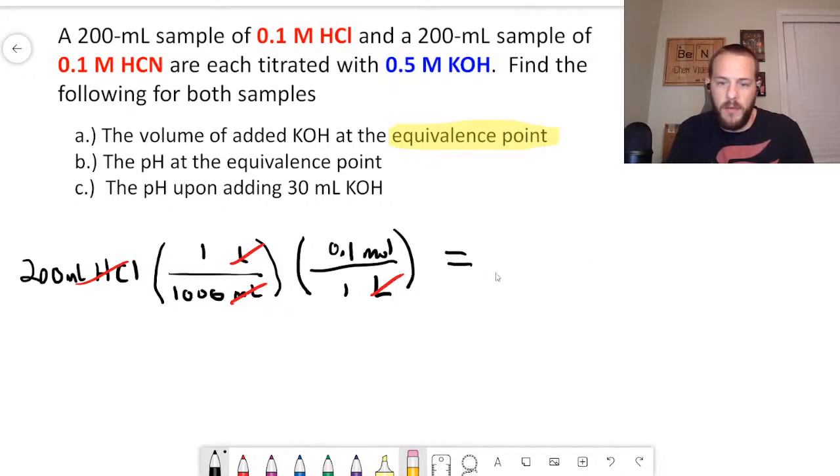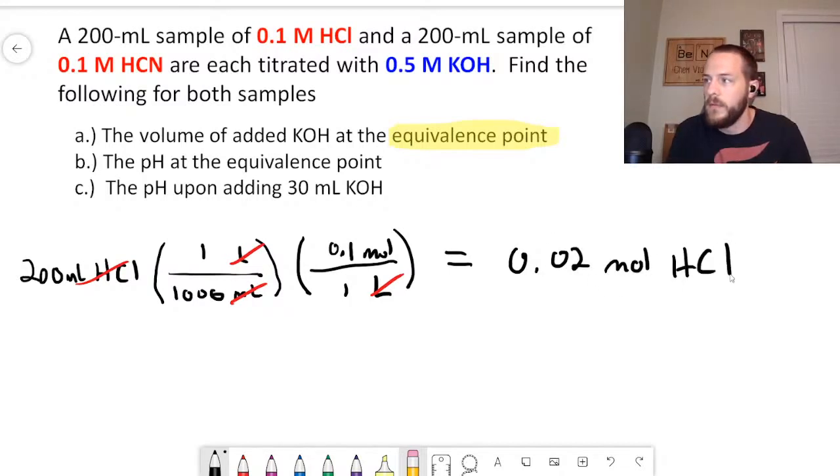I got a value of 0.02 moles of HCl, right? 0.02 moles of HCl. 200 milliliters, converted that into liters, and then used the molarity, 0.1 molar, to convert that into moles. Now, when we talk about the term equivalence point, what we're talking about is when the moles of base are equal to the moles of acid.